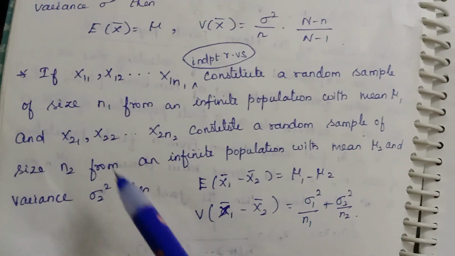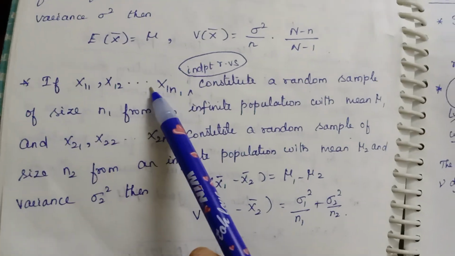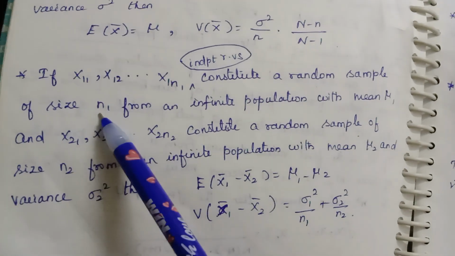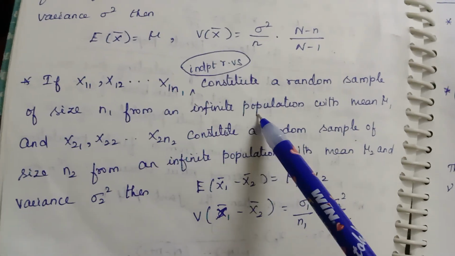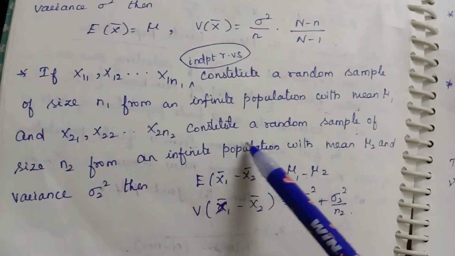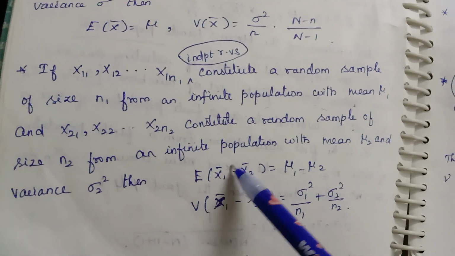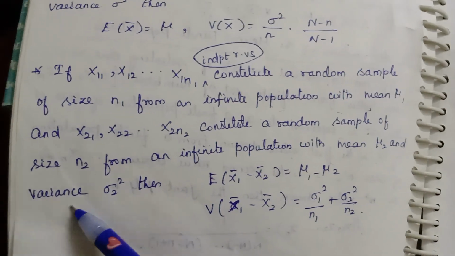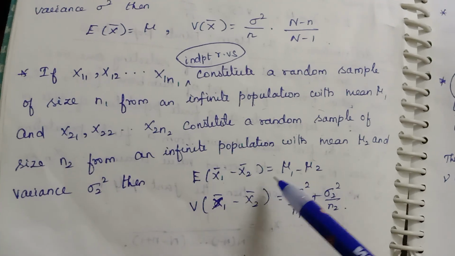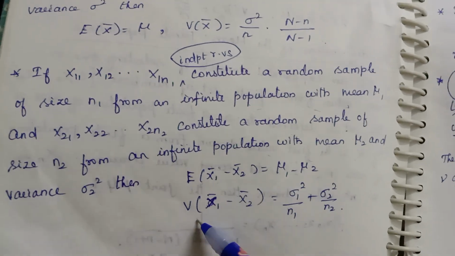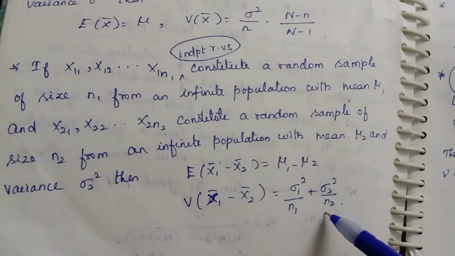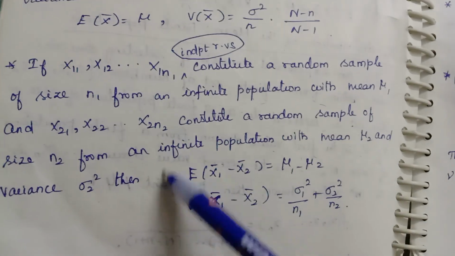Okay. Next one, independent random variables x11, x12, etc. constitute a random sample of size n1 from an infinite population with mean mu1, variance sigma 1 square, and x21, x22, etc. constitute a random sample of size n2 from an infinite population with mean mu2, variance sigma 2 square. Expectation of x1 bar minus x2 bar equals mu1 minus mu2, and variance of x1 bar minus x2 bar equals sigma 1 square by n1 plus sigma 2 square by n2. This is nothing but the difference of means.